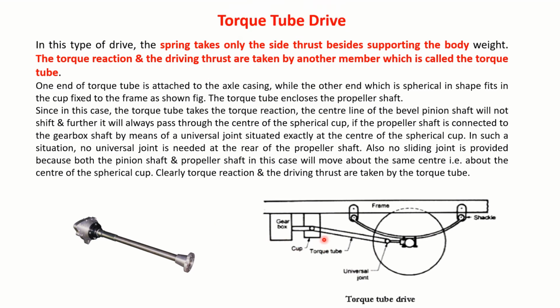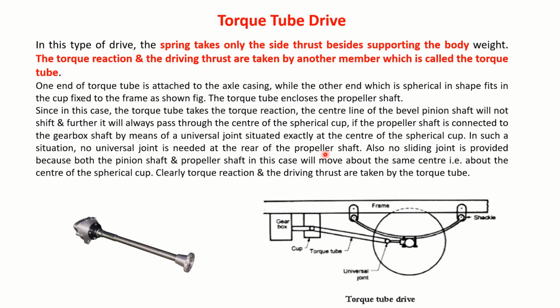Here you can observe, again you have the gearbox, the output shaft of the gearbox. Then here you have a torque tube. There is a tube, and inside that there is a shaft that will be driving this. Such a drive we call a torque tube drive.